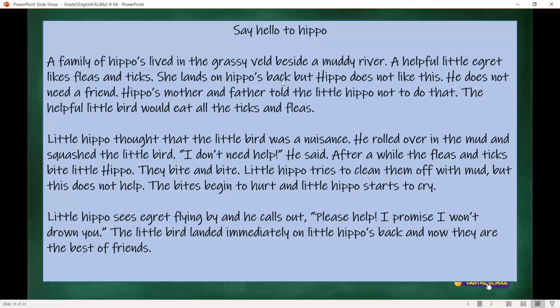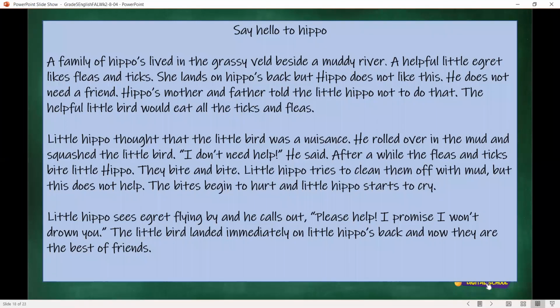Okay. He does not, or doesn't, need a friend, full stop. Hippo's mother and father told the hippo not to do that, full stop. The helpful little bird would eat all the ticks and fleas. All right, so now there's my introduction. I've got the who, the characters. I've got where, the grassy veld beside a muddy river. I have also what starts to happen in the story. Okay, then that's my first paragraph.